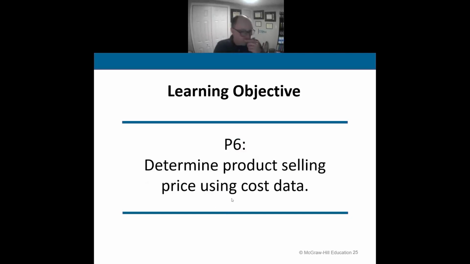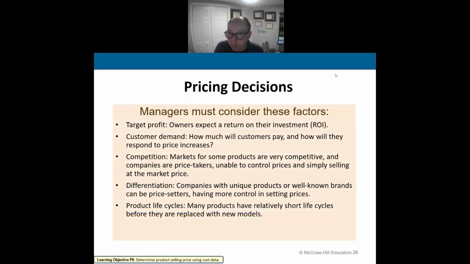Okay, now my favorite discussion, how do we set prices using cost information? Setting the sales price of your products is probably one of the most important things you'll ever do in business. Why is that? Because the price that you put in is going to dictate how much profit you're going to make. Okay. In business, we're always concerned about profit. Why? Because that's how we stay in business.